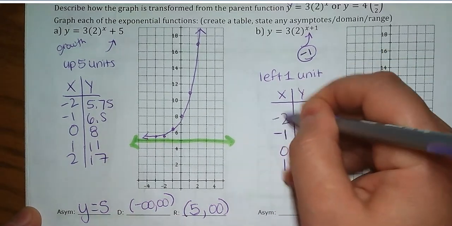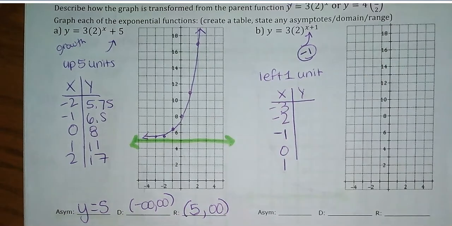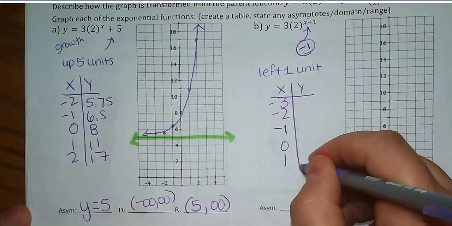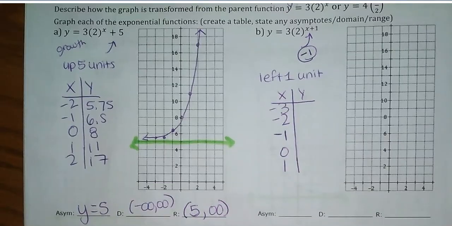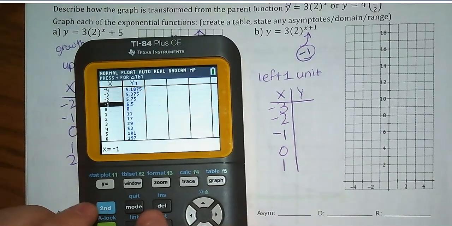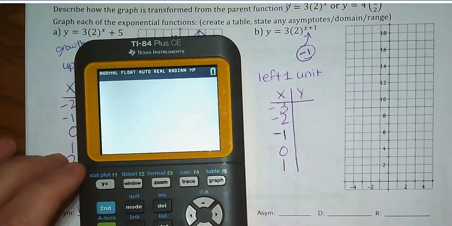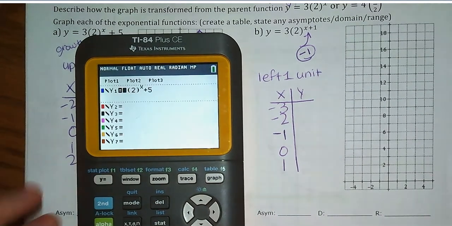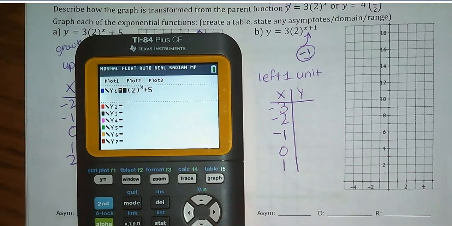Two smaller numbers would be -2, -3. This will just give you a better idea on your table. So once I've got that, again, if you're in a screen you don't want to be in, just hit second, mode button. I just call it second quit in my head, or you could just click the y equals. Now I'm going to clear this out real quick.